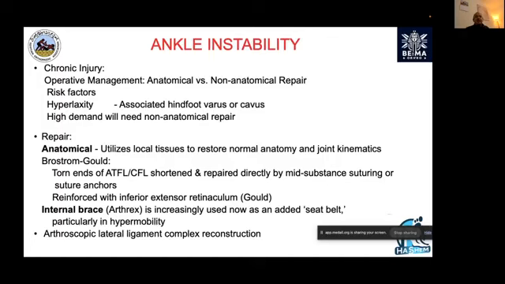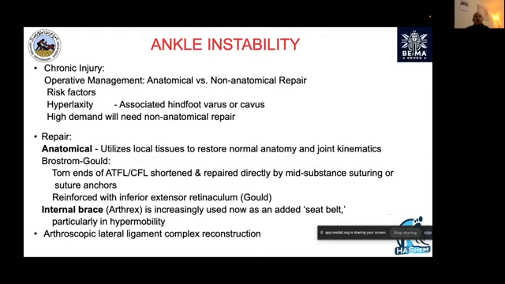And sometimes we use it just to support the anatomical repair. So we do an anatomical repair, get an internal brace to support over the anatomical repair. The goal modification of Prostum is to repair the extensor, the inferior extensor retinaculum. And actually with the goal modification, the results of Prostum become much, much better.